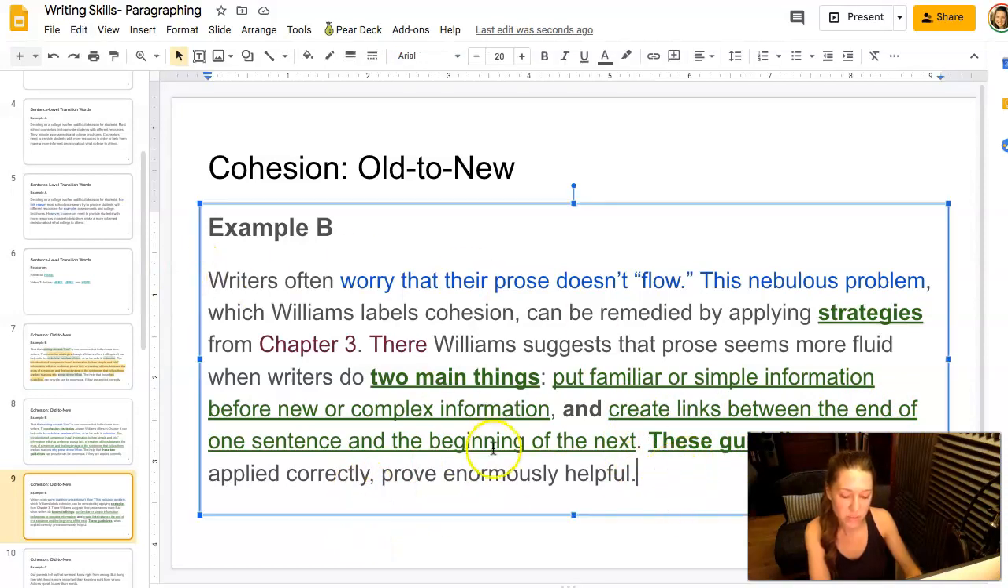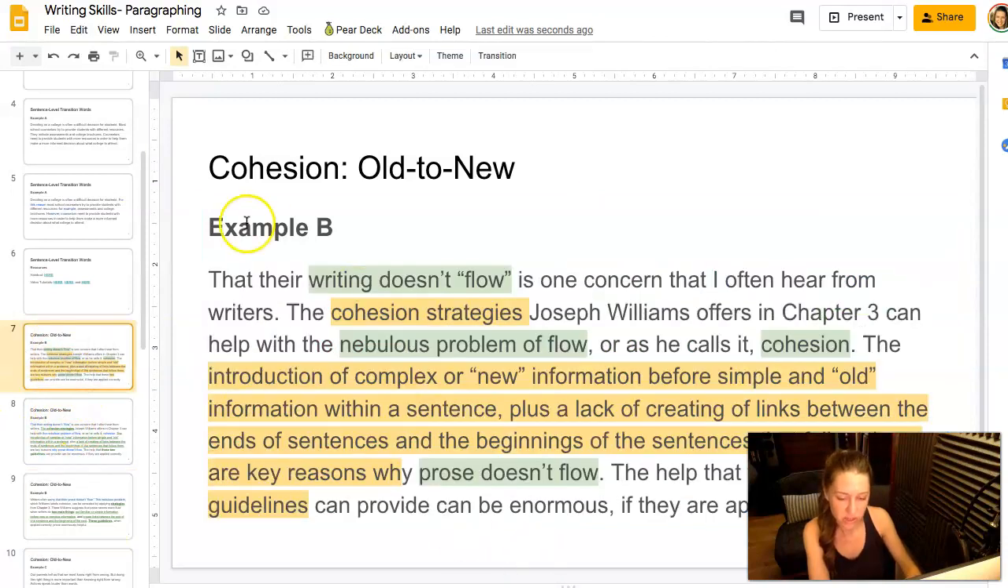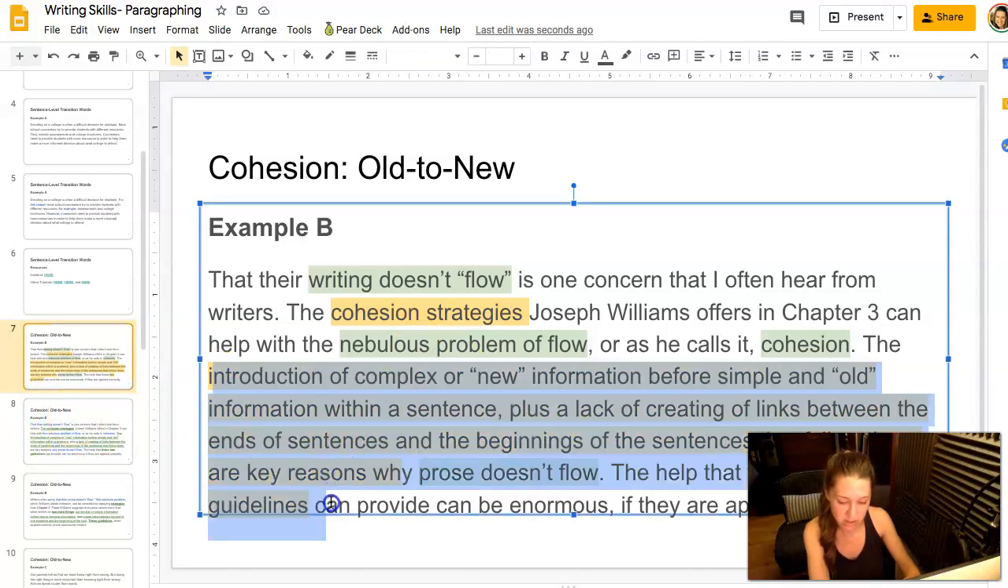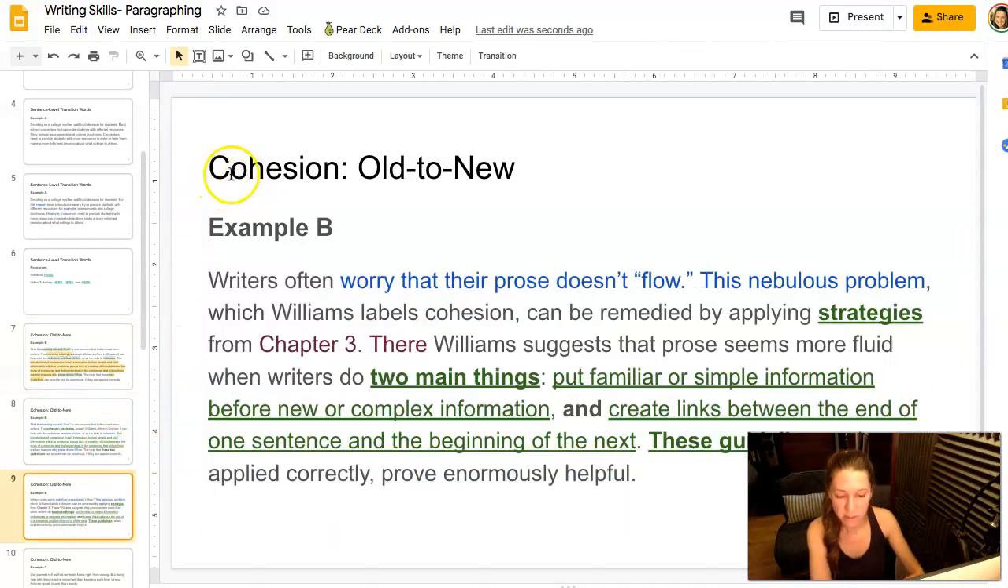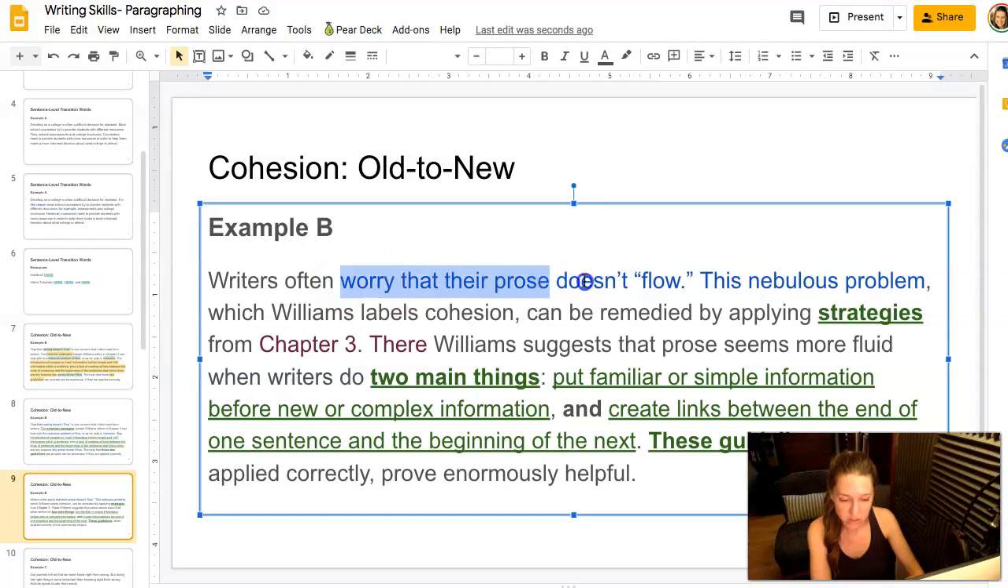So what we did when we arranged the passage, we mostly just sort of cut and paste and moved things around a bit, but we also rephrased these strategies from problems to strategies, so that's a big change. And so notice the stuff that I'd highlighted in green before, now it's blue, is together. Writers often worry that their prose doesn't flow.